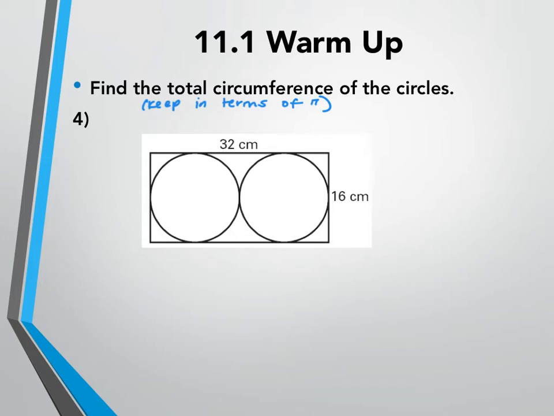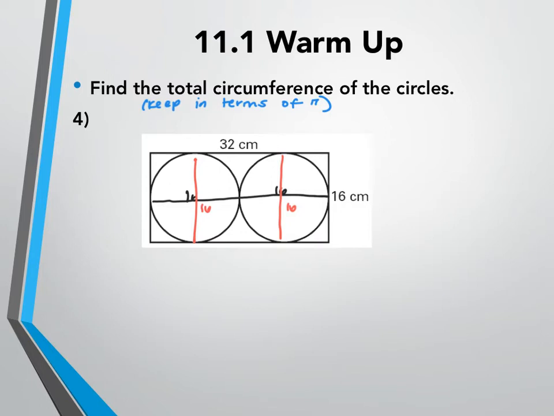32. If I go left to right, 32 is given to me. That means this is 16 and 16. If I go top to bottom, it's already giving it to me as 16 and 16. So there are 2 identical circles. Those are 2 congruent circles, which means I can just find the circumference of one and double it, right?